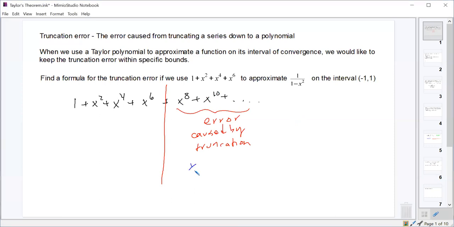So couldn't we take that x to the 8th and factor it out? If I factored it out, what would we end up with? We'd end up with x to the 8th times, well, the first term would be 1, and the next term would be x squared, and the next term would be x to the 4th, and the next x to the 6th, and the next x to the 8th, and x to the 10th, and x to the 12th, and so on. True? Do you all agree with that?